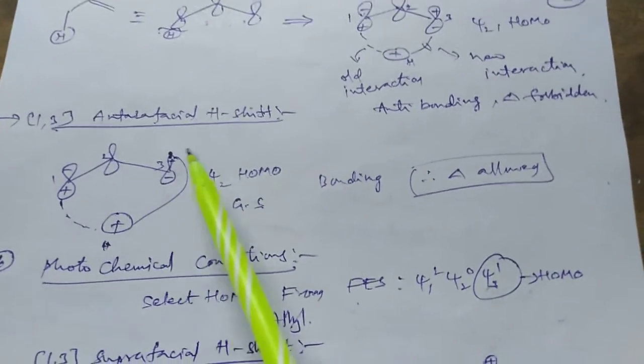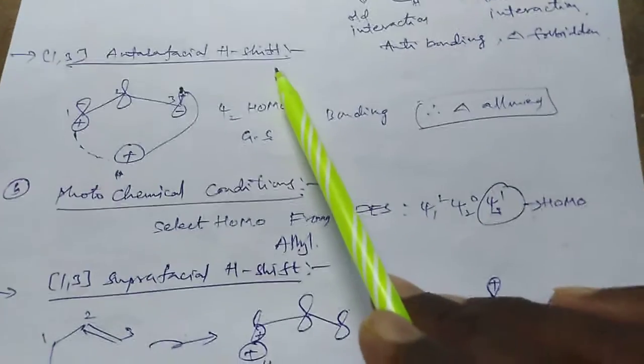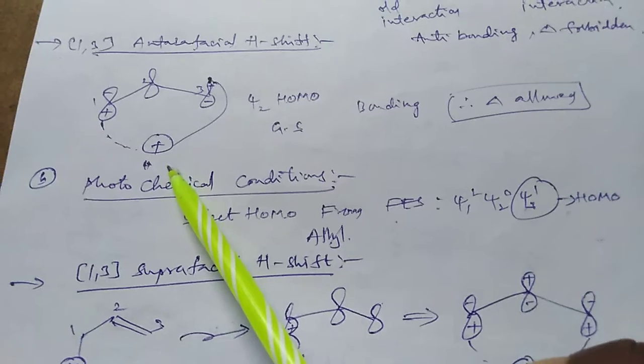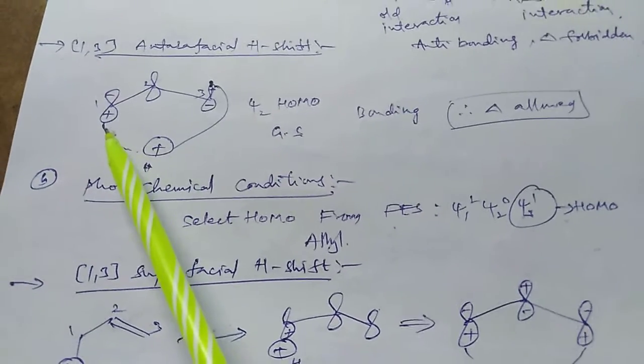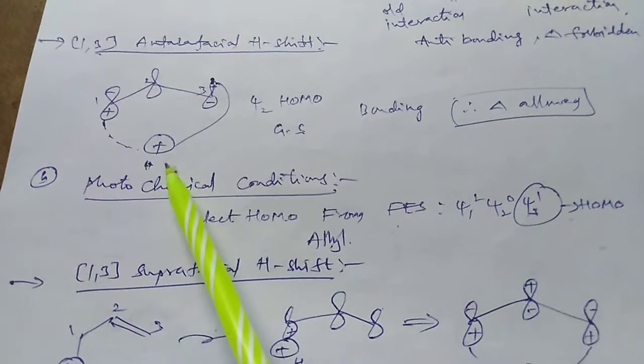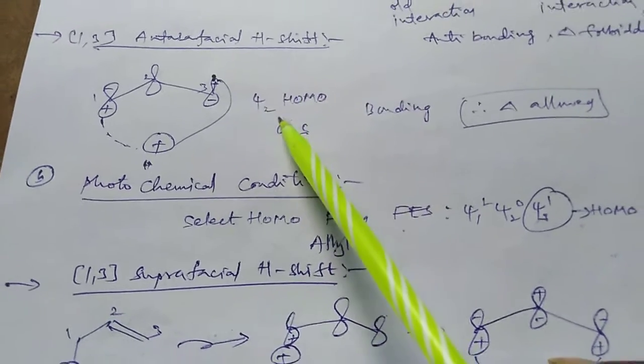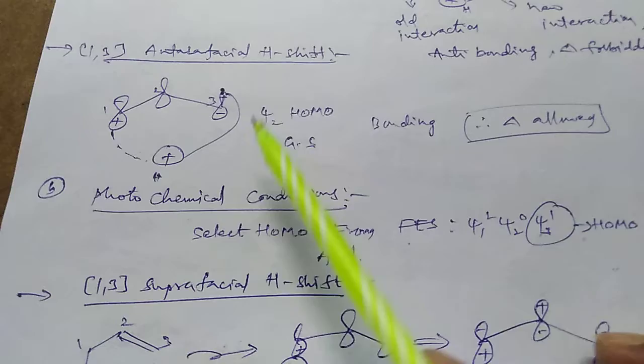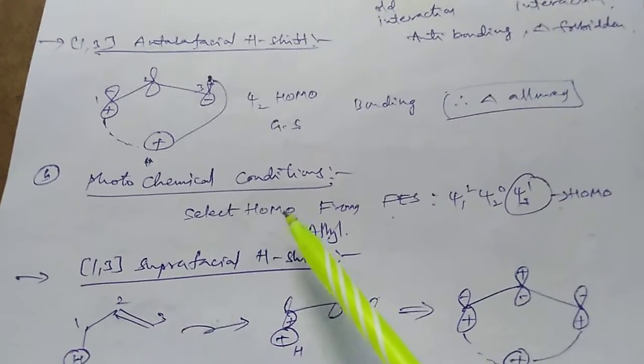Next, 1,3 antarafacial hydrogen shift. 3 carbons and a hydrogen having positive charge, where the bonding interaction is developed between the first carbon and hydrogen, where Psi2 is the HOMO ground state configuration. Bonding interaction is developed, therefore thermally allowed.